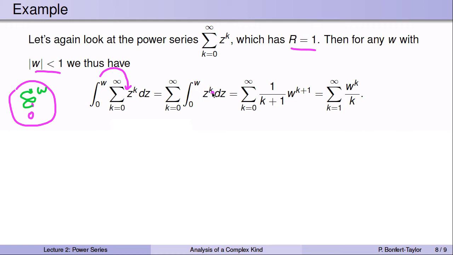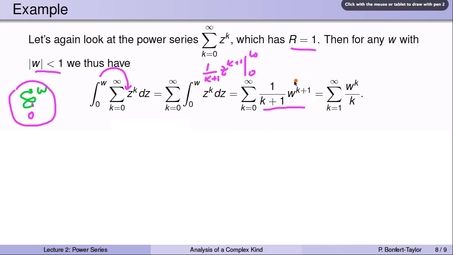But z to the k has an antiderivative in the disk where this path is located, and the antiderivative is 1 over k plus 1 z to the k plus 1. If we evaluate the antiderivative at the two bounds, we find 1 over k plus 1 times w to the k plus 1 minus the antiderivative at 0, which is 0. And we therefore find that the original integral of the power series is equal to the series of 1 over k plus 1 w to the k plus 1.